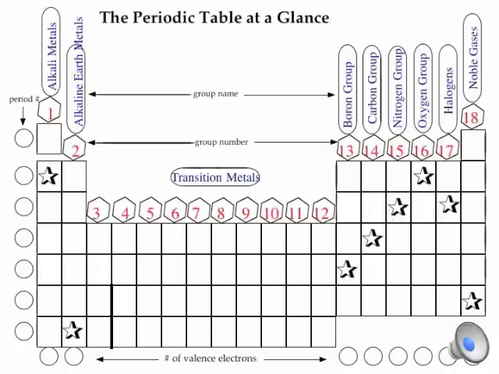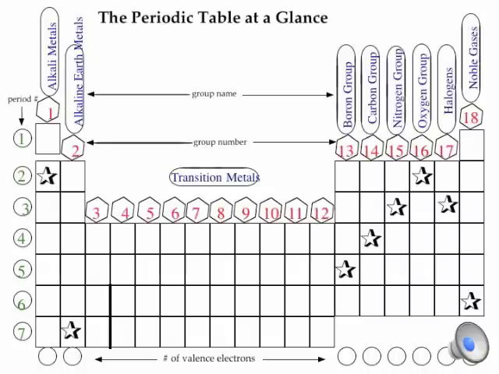The next thing your instructions ask you to do is to label each period with its number. Periods are going down the left-hand side. They are naming the rows of the periodic table. So as you go down, the first row is 1, the second row is 2. Rows are otherwise named as periods.